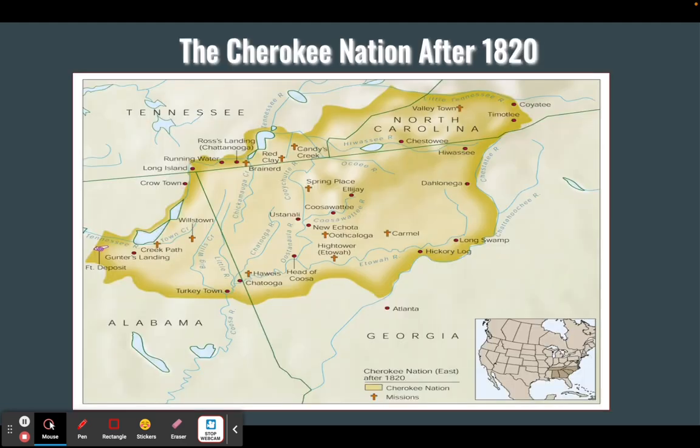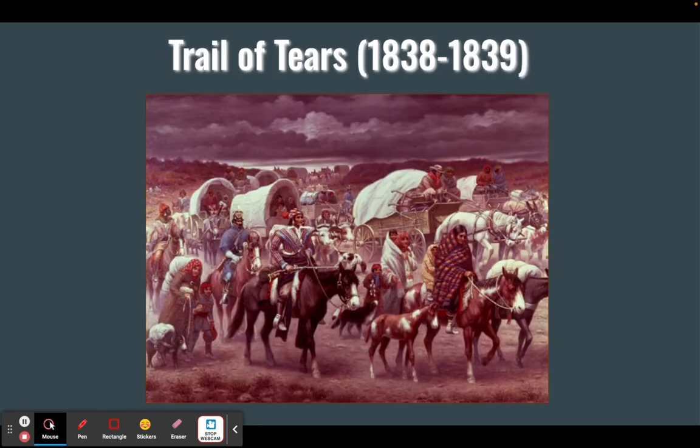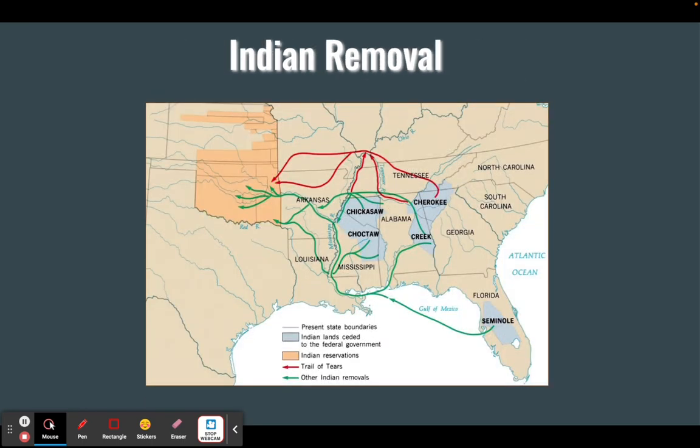Here is a map of the Cherokee Nation and where it lies. Okay, so it spreads from Alabama, Georgia, Tennessee, and North Carolina. One of the big things also is gold is found. So that leads to why the white Americans want to go there. But the government decides to remove them. And they create what is known as the Indian Territory, which is today where the state of Oklahoma is located.